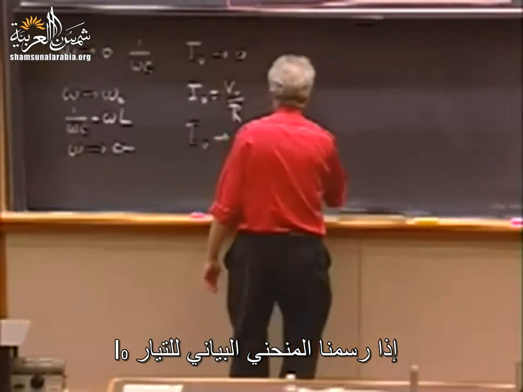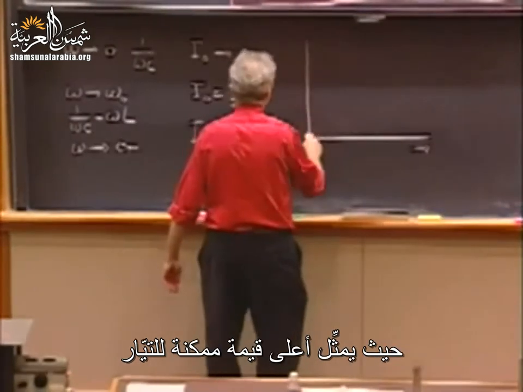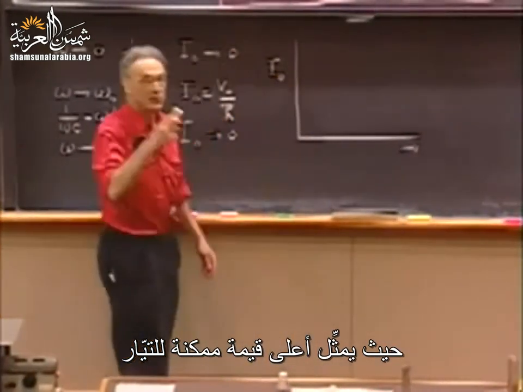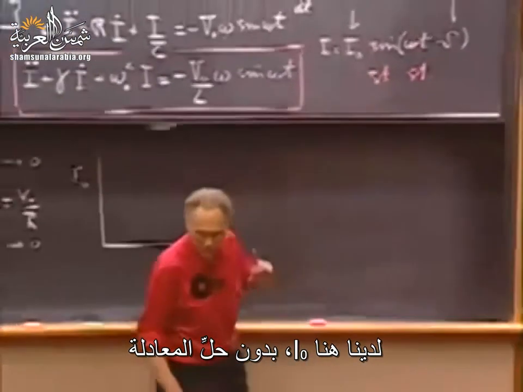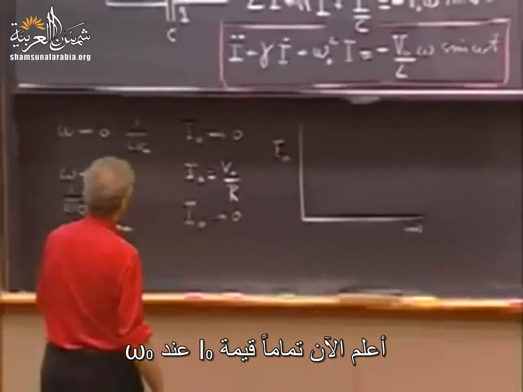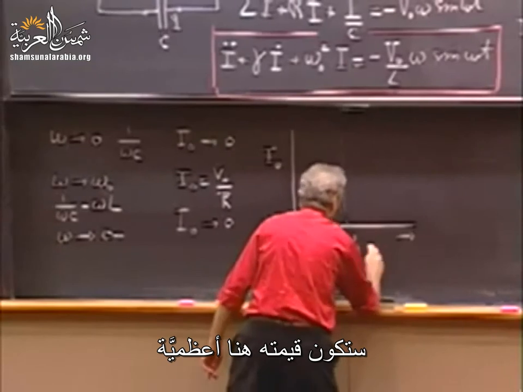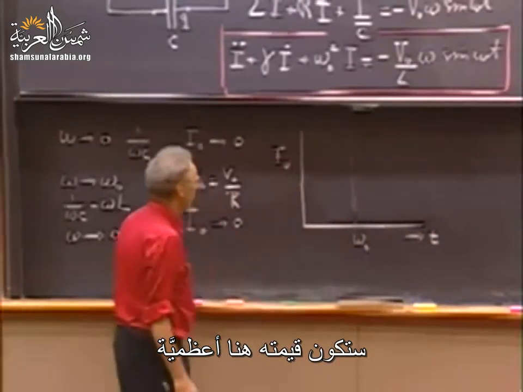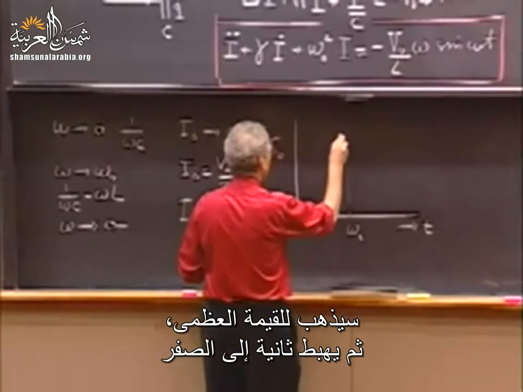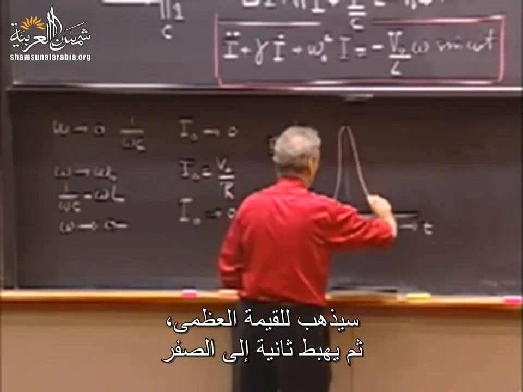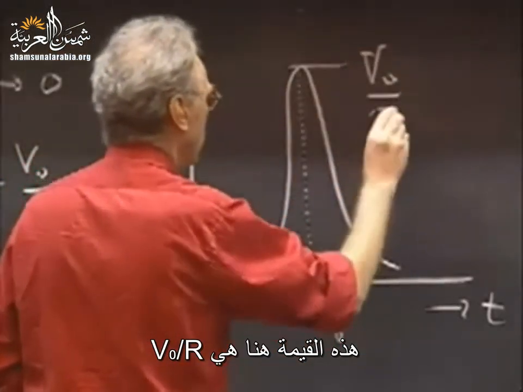So if we make now a plot of the current, I0, that is not the current, but that is the maximum possible current. It is that I0 that you see here. Without having solved it, I can look now what it's going to do. Exactly at omega 0, it will go to a maximum. It will start at 0, will go to a maximum, and then it will fall off at 0. And this value here is V0 divided by R.